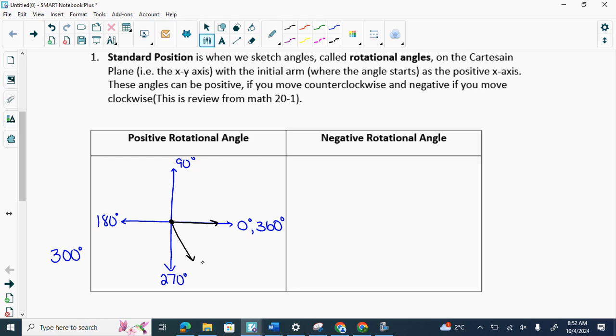Now, you may have gotten away with drawing something like that last year and calling it a day and saying that's 300. However, this is a positive rotational angle and negatives can exist. So what you have to do is start here and show them that you're starting here and you're rotating around to here with an arrow. And that's 300 degrees.